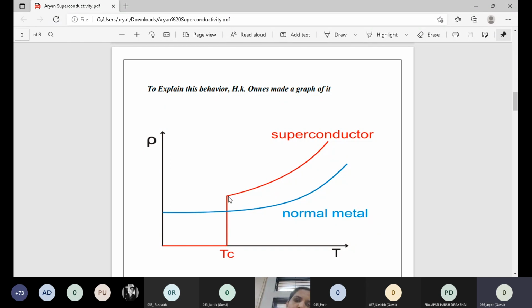But in the superconductor, you can find at this point, you can see my arrow, the resistance directly goes to zero. Not gradually, it goes directly. Just suddenly, it becomes zero without taking any time. Just on reaching that point, it goes to zero. So it was the unexpected phenomenon which was called superconductivity by H.K. Onnes.